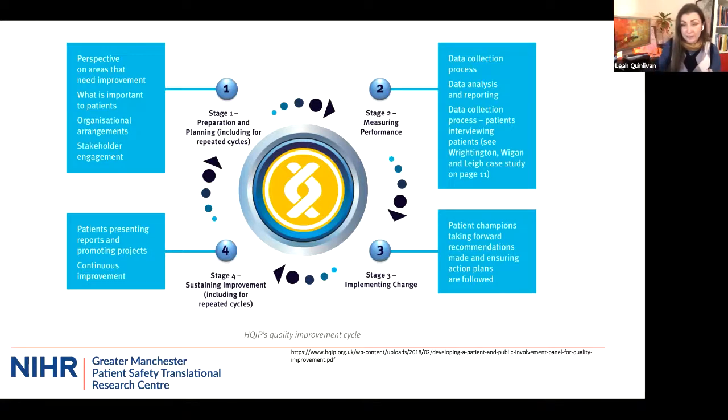Then the third stage here is having patient champions take forward recommendations. And here, having patients presenting reports as well and promoting projects. And then again, feeding back into the cycle.